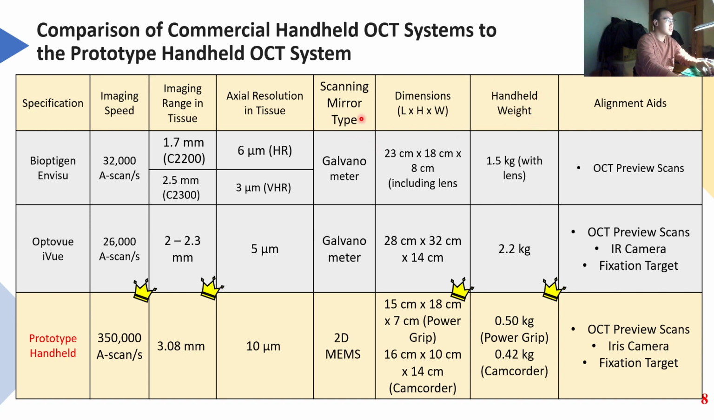And the difference is that the scanning mirror type used is MEMS, so that it can make the weight lighter and make the dimensions smaller. So we prove that handheld OCT is more important.